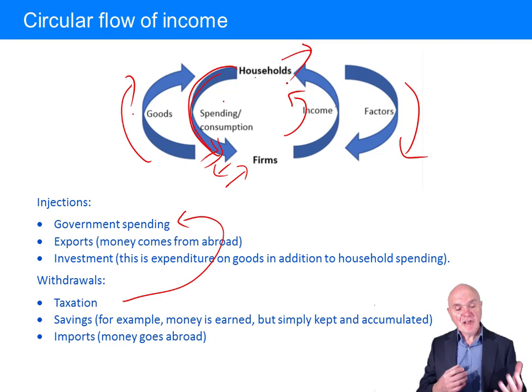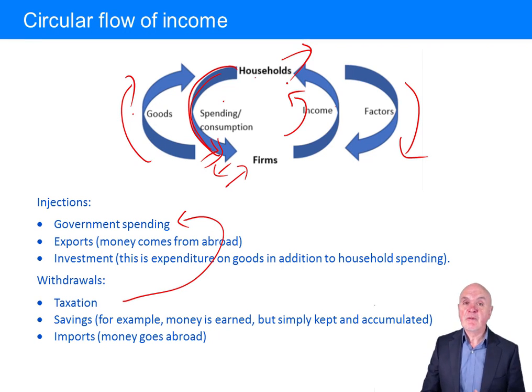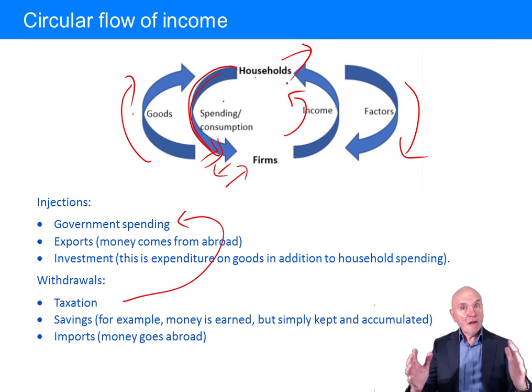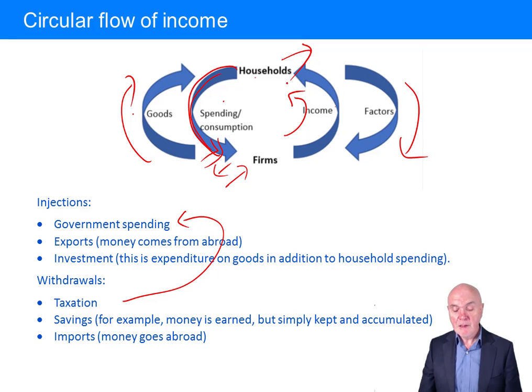So, if there weren't these injections and withdrawals, you'd expect the circular flow of income to be pretty much in equilibrium all the time. Once there are injections and withdrawals, then there will be temporary disequilibrium, but generally speaking, things will come back to an equilibrium at the end of the day.